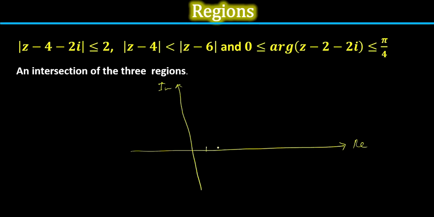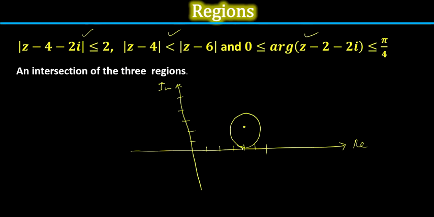Suppose this is 1, 2, 3, 4, 5, 6, and 1, 2, 3, 4, 5. Suppose the first one is 4 plus 2 iota. Real part is 4, imaginary part is 2, somewhere here. And you have drawn a circle. I'm not doing a very exact drawing, something like this. You should use the compass. Don't shade now, because you have to shade the region satisfying the three equations or three inequalities.